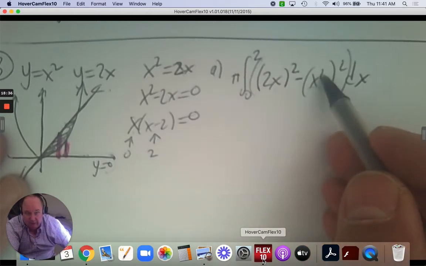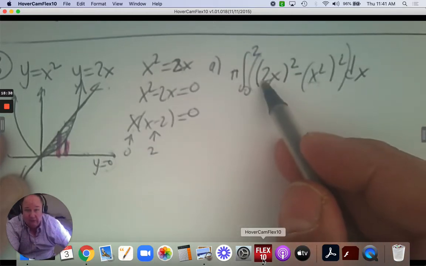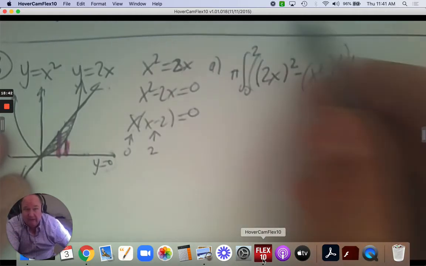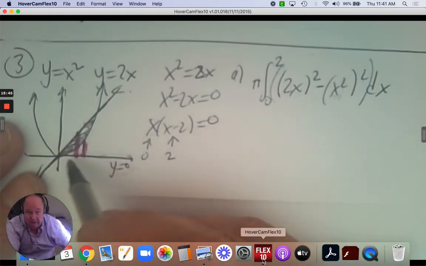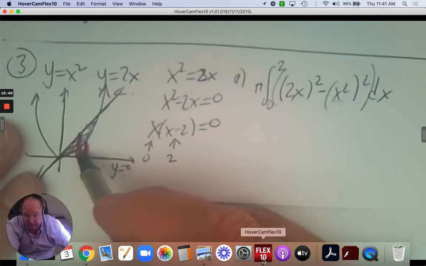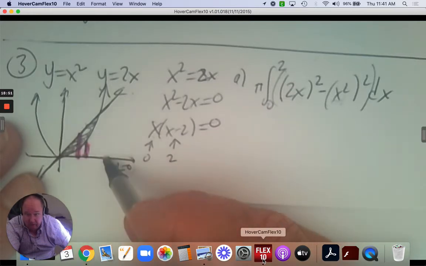This represents the big radius, the first one represents the big radius squared. The second one represents the small radius squared. And that's the setup to find a volume. And again, it's going to be a washer, a hole in the middle, because of the gap between the area and the line you're revolving around.